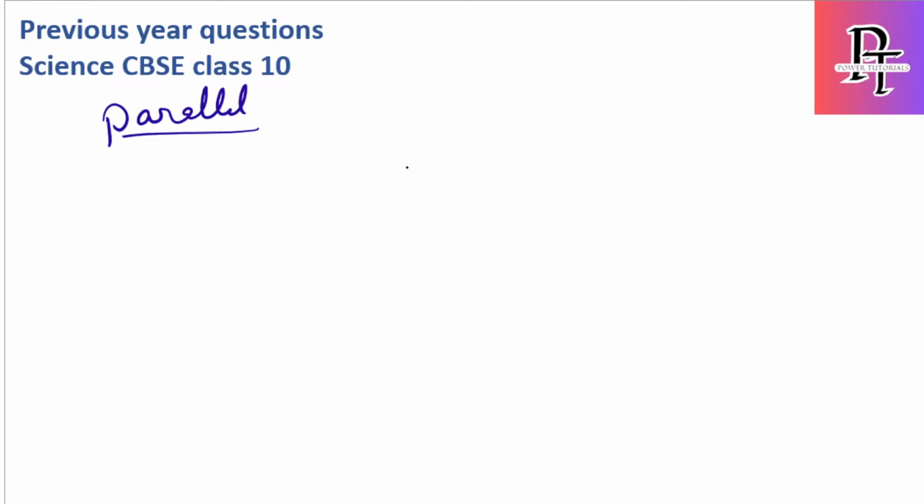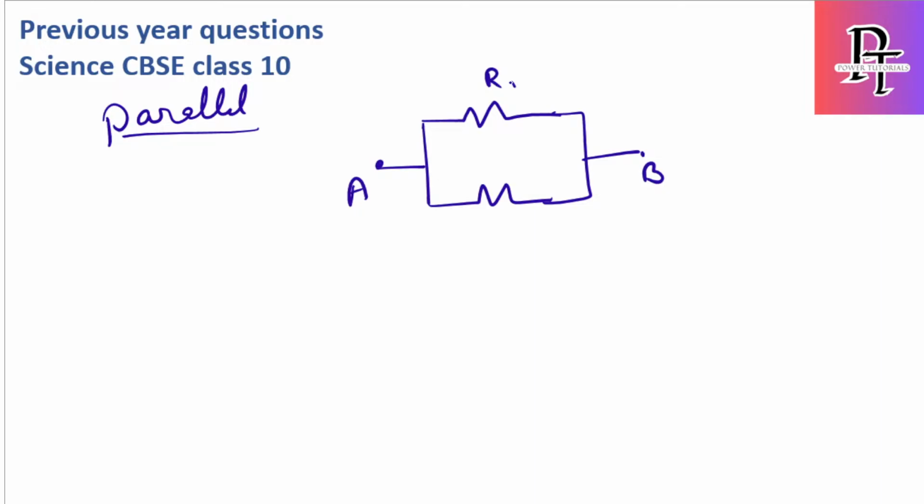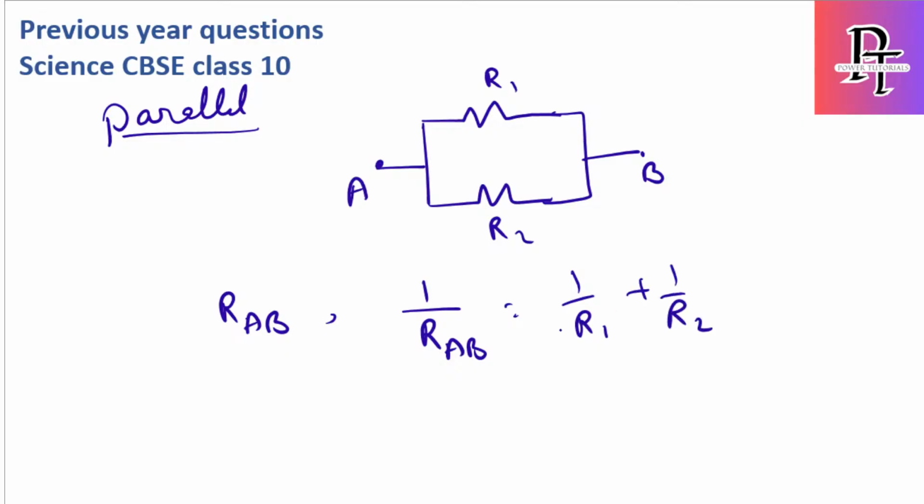For parallel, the starting points of both the resistors should be connected and the ending points of both the resistors should be connected, like this. If this is point A and this is point B, and this is R1 and this is R2, then RAB, that is R effective, is found by the formula 1 by R effective equals 1 by R1 plus 1 by R2. This is the formula for parallel.